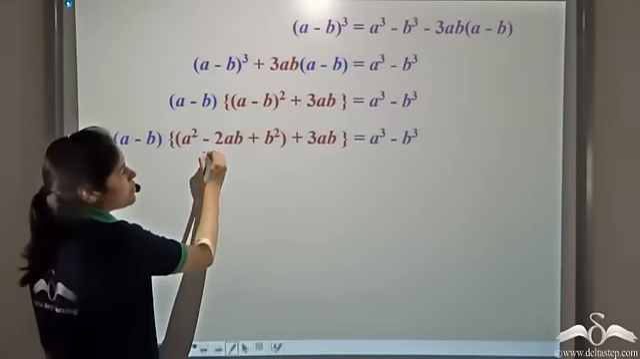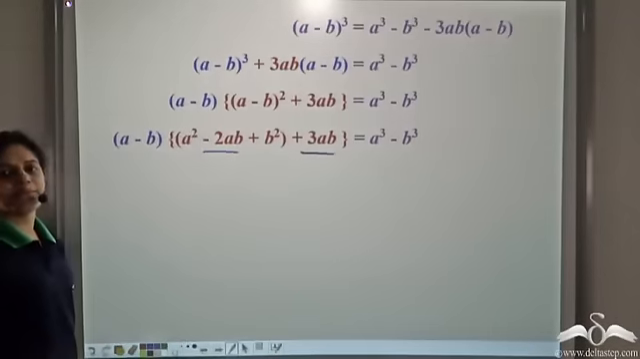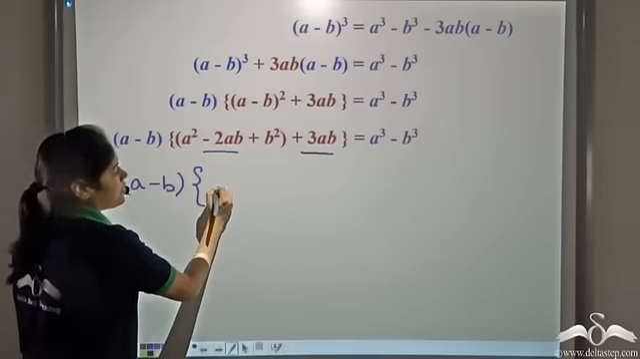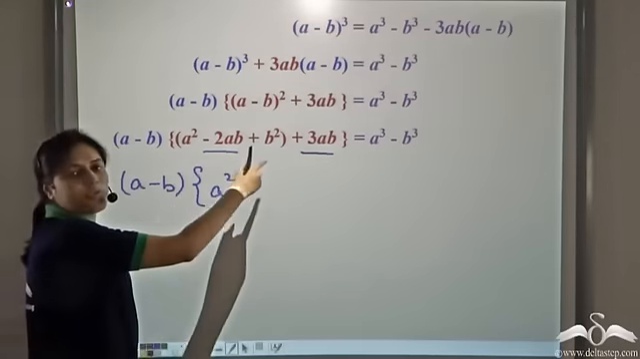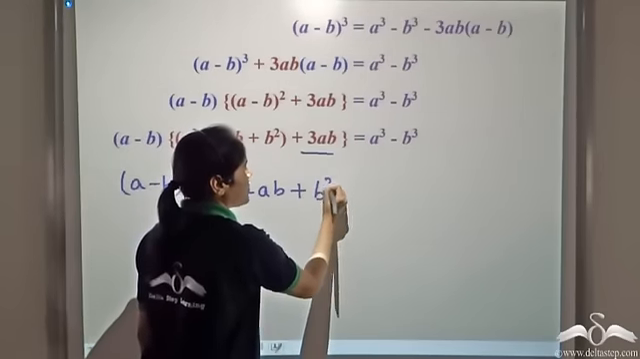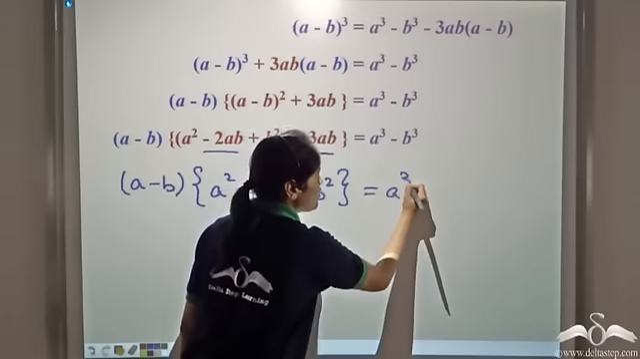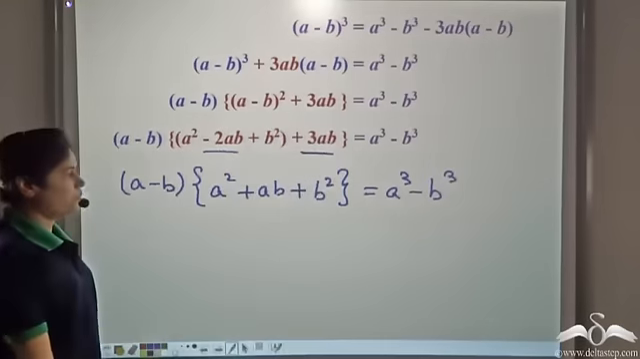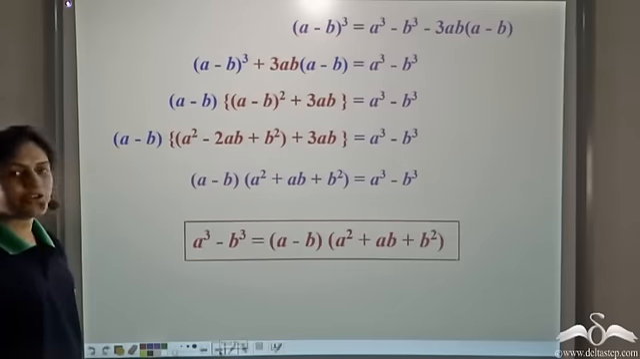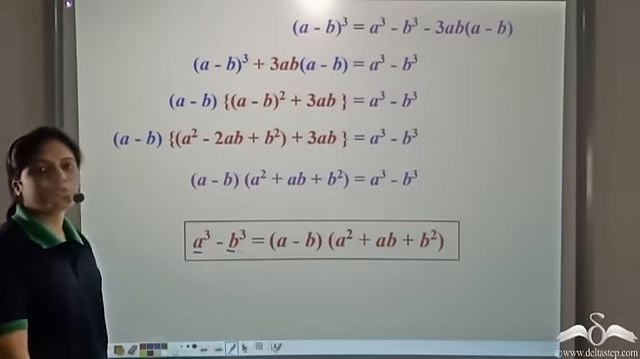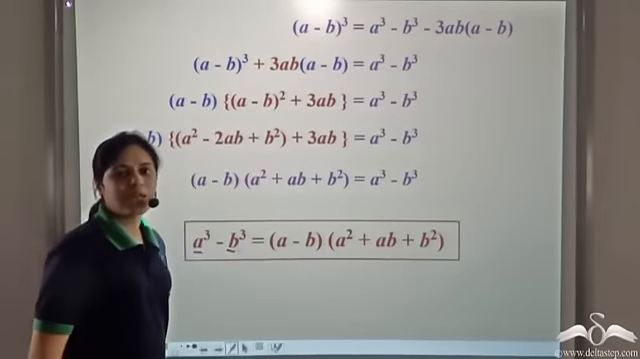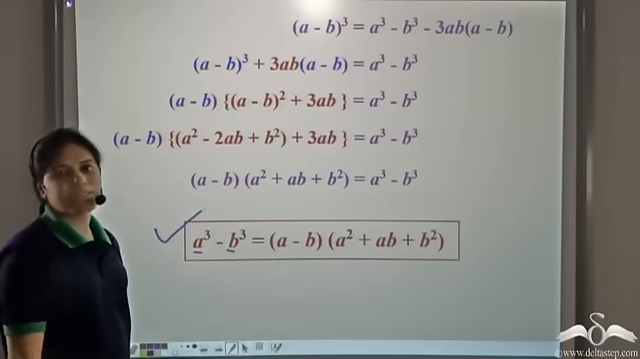Now in this expression, minus 2ab and plus 3ab are like terms. So we can combine these terms. So we get a square minus 2ab plus 3ab gives us plus ab plus b square. And this is equal to a cube minus b cube. Again, this is a special identity because it helps us calculate the difference of the cubes of two numbers. This is a minus b into a square plus ab plus b square. And we need to remember this identity.